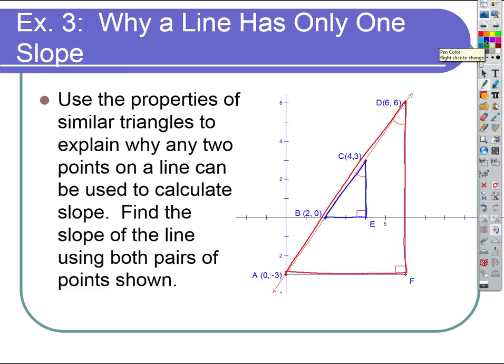so the slope of BC is equal to the ratio of EC, that's the rise, isn't it? The length of EC, over the run, which is BE, right? Okay. What about the other triangle?